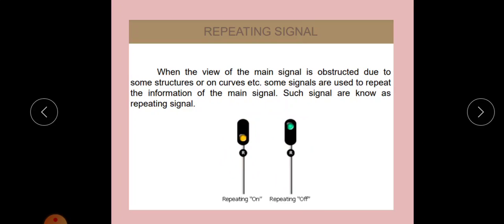That is, if the main signal is not visible due to some obstruction, we are repeating the function of the main signal by another signal, that is, the signal after the obstruction. So this repeater signal is actually repeating the same indication of the main signal. So it is provided since our main signal is not visible. So that is known as repeating signal. That is, after that obstruction, we are providing this repeating signal.